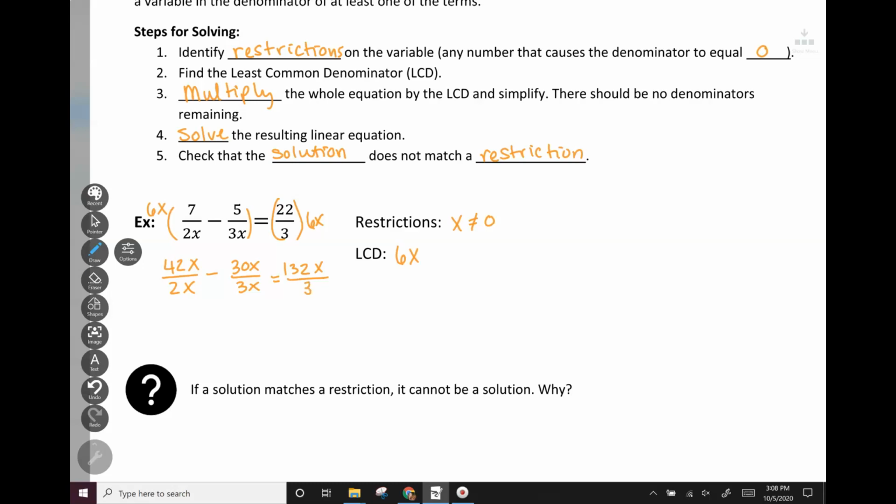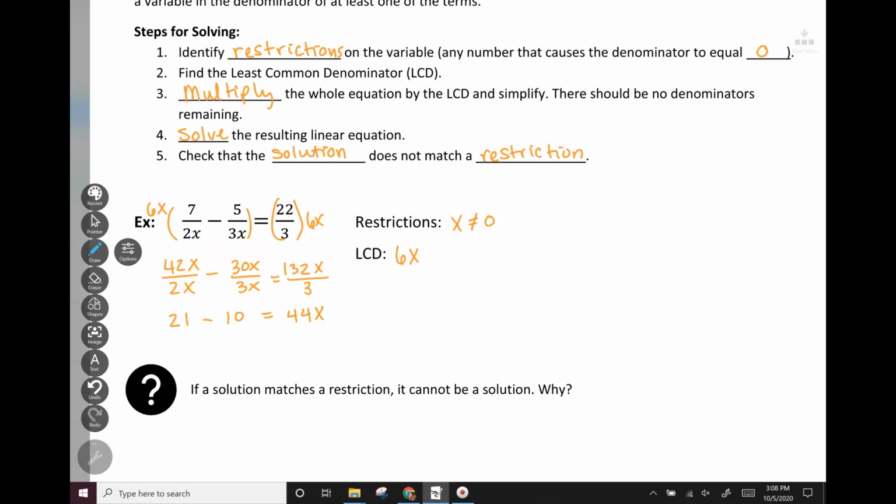Great. So now how is that denominator going to disappear? After you simplify all three of these, 42 divided by 2 is 21. x divided by x goes away. 30 divided by 3 is 10, x divided by x goes away. And then 132 divided by 3 is 44. Once you simplify all of those, you see the denominators disappeared.